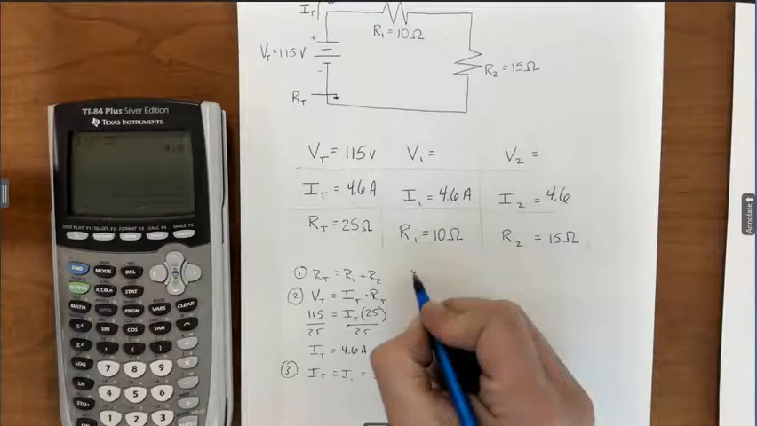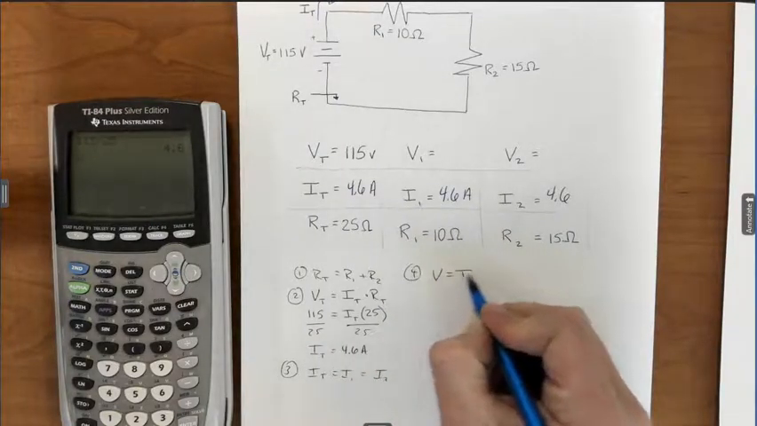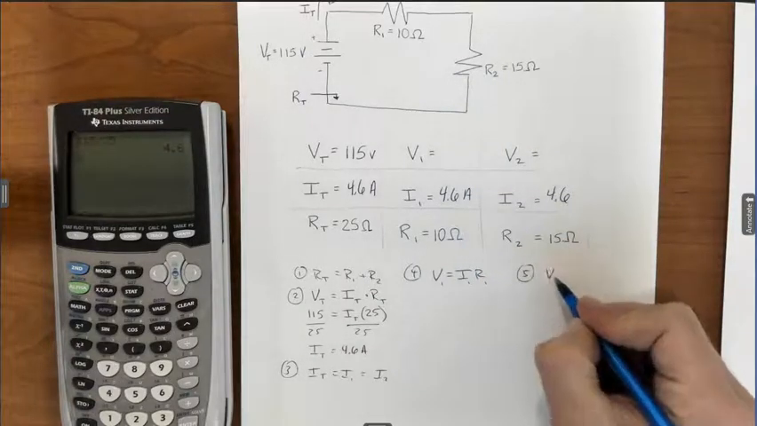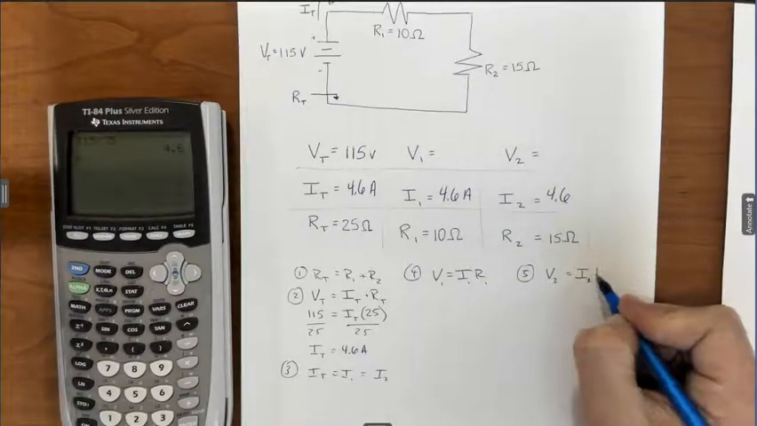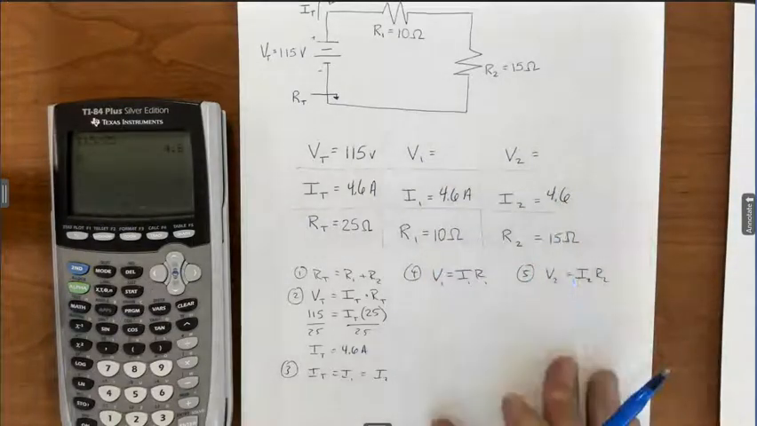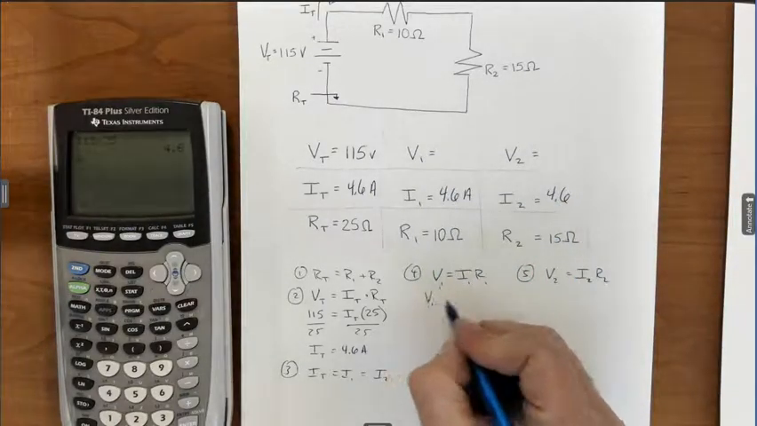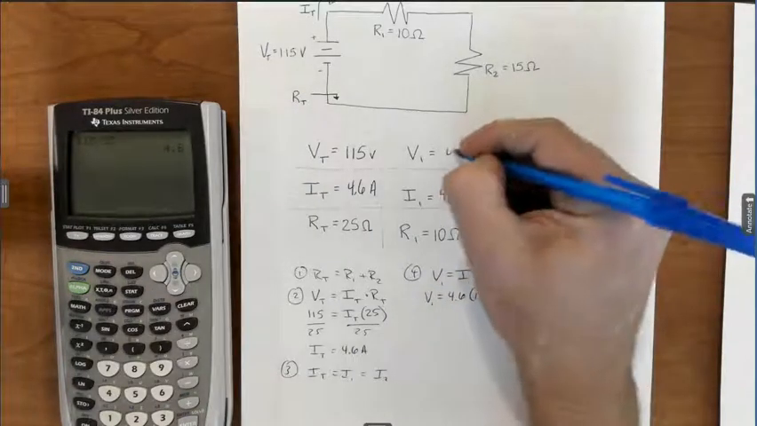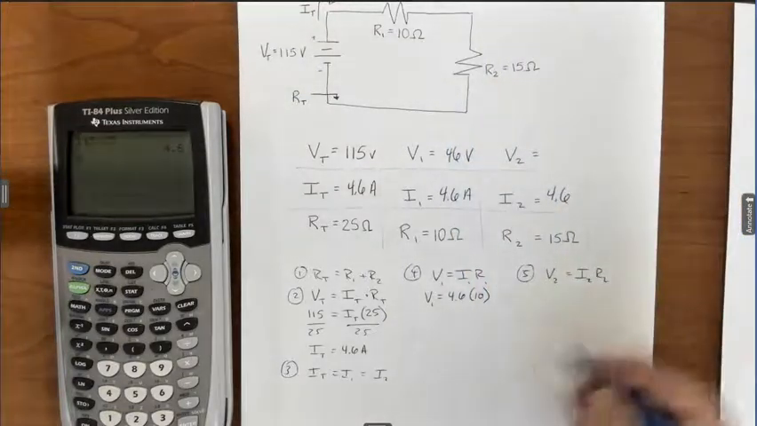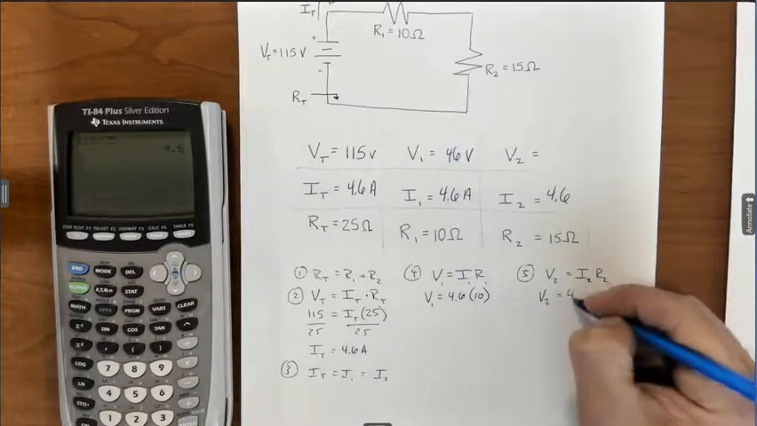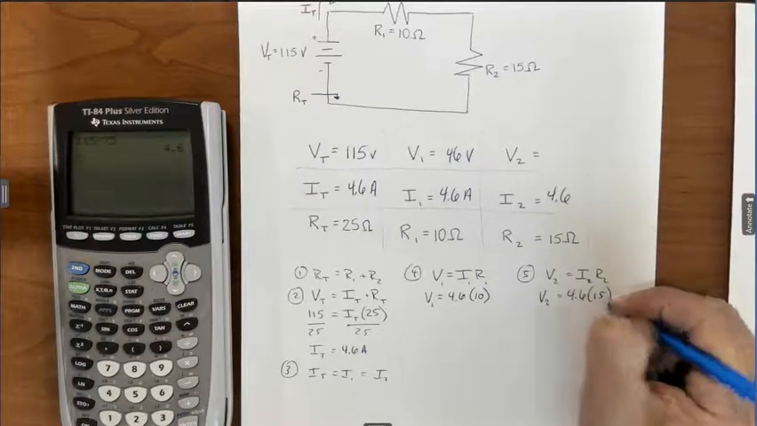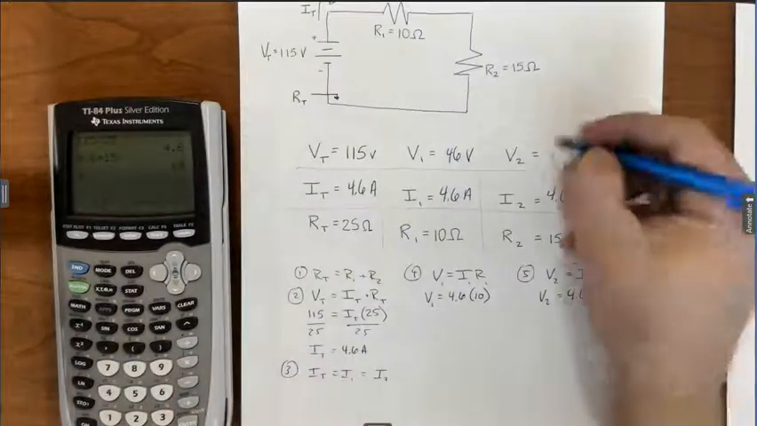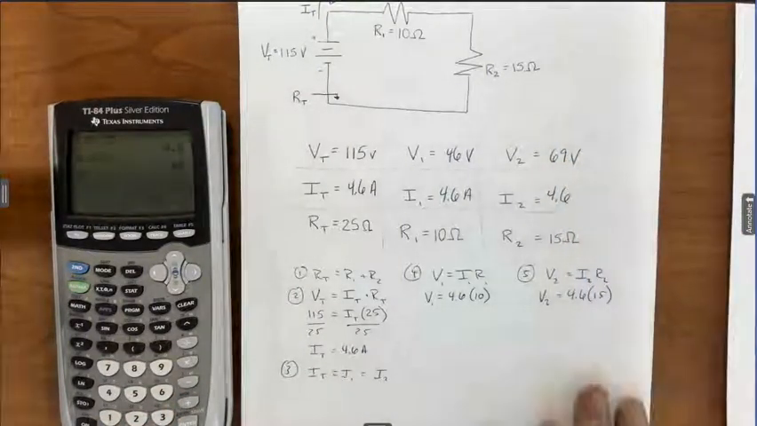The fourth and fifth things are going to be to use Ohm's law again, once with all the first components and once with the seconds, because I now have 2 out of the 3. So I can plug in 4.6 times the 10. That's easy, that's going to be 46 volts. And here, this is 4.6 times 15, and that is 69 volts.